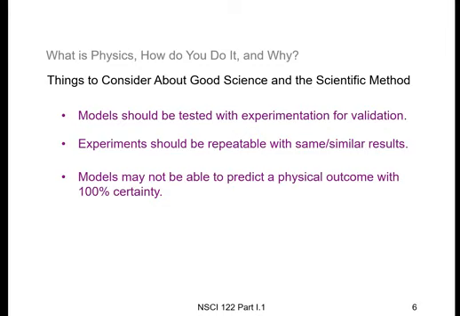For instance, I'm thinking of something called quantum mechanics. Quantum mechanics is the physics of the very small: subatomic particles, and atoms actually too. But a tenet of quantum mechanics is that you can't actually determine something with 100% probability. It seems like nature just isn't built like that, at least in the observations that we see. So a model may not be able to predict a physical outcome with 100% certainty, but that's okay.